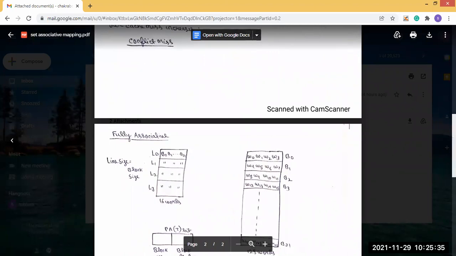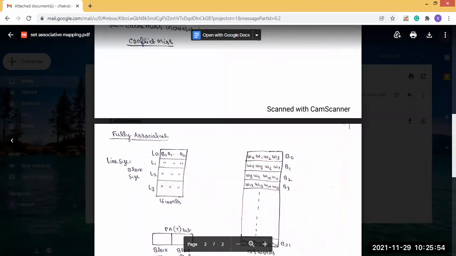So this is the problem of direct mapping. Now to overcome this problem, we use fully associative mapping. The next type, the second type, is fully associative mapping.